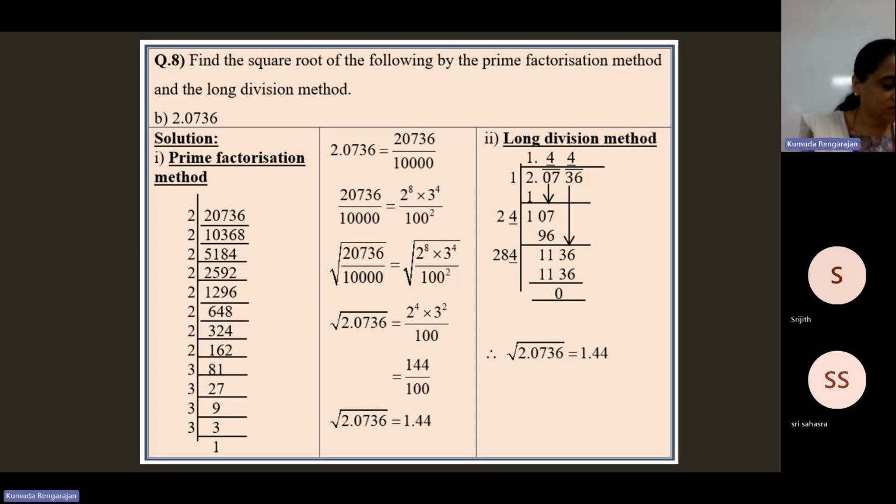So Srijit, the long division is perfect. Srijit, very good.